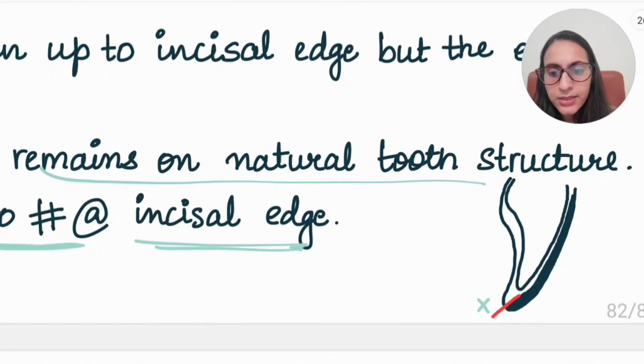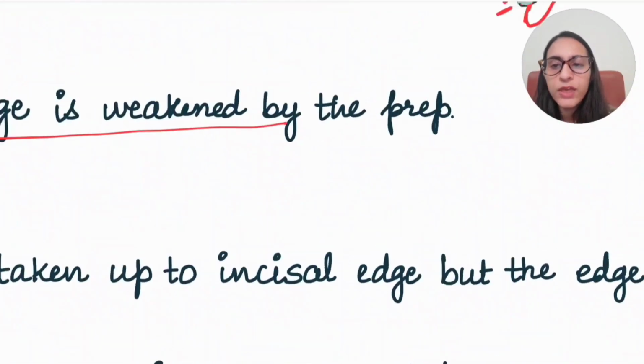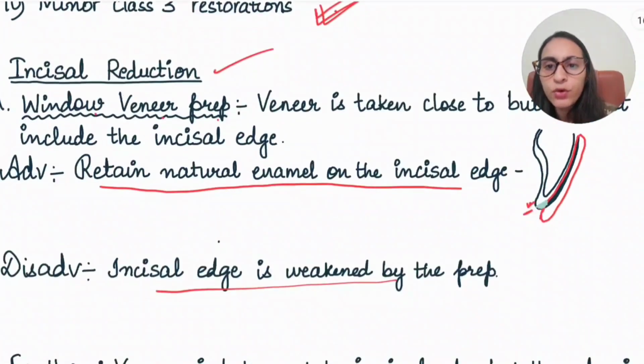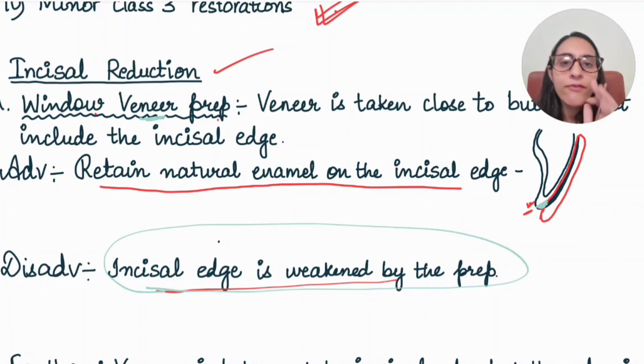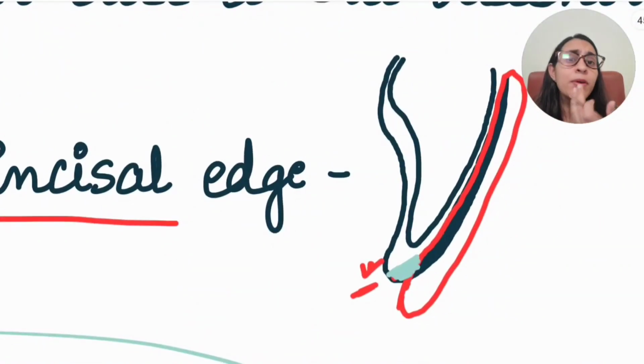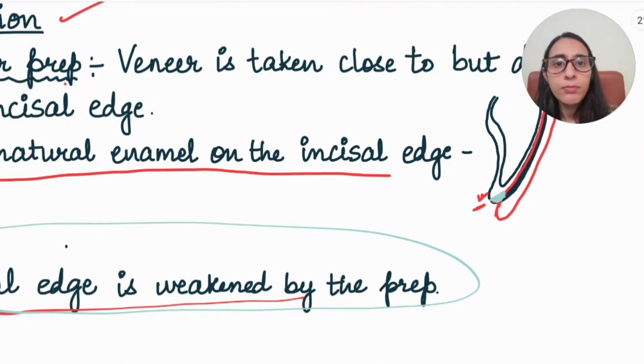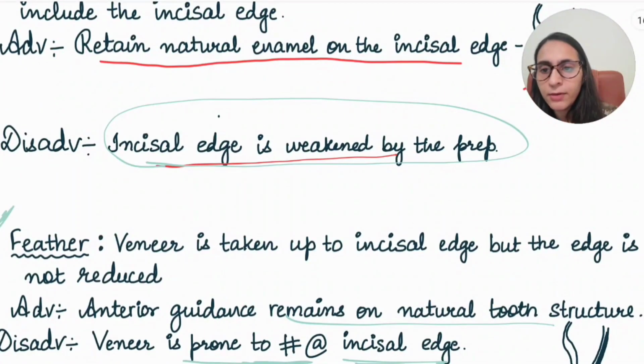Now remember, the incisal edge is also weakened in the case of the window veneer preparation. As I told you, the incisal edge is weakened because we have left the incisal edge of the natural teeth, so it is difficult to hide the cement incisally. In the window veneer preparation, the cement will be visible actually. So normal people will come to know that this is a fake tooth or a crown that is placed on top of this. That is why we have come up with the more aesthetic option, the feather preparation.